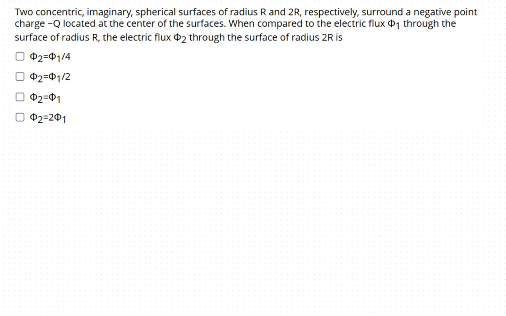This is relating to Gauss's law. The question is about a negative charge in the middle, with two spheres around it, of radius R and 2R. You're asked to calculate the flux in each. Are they equal, or how do they relate to each other?